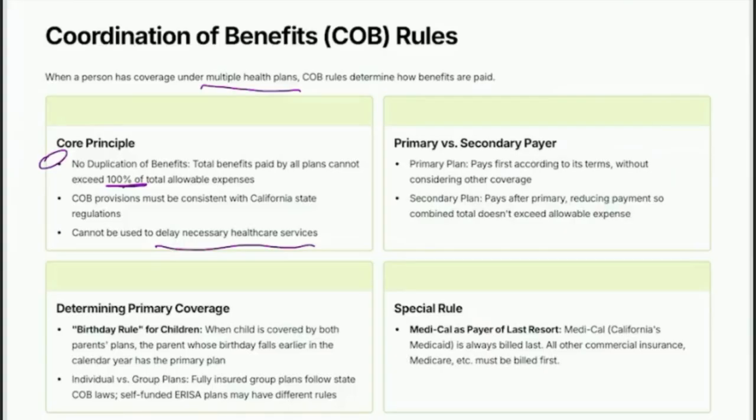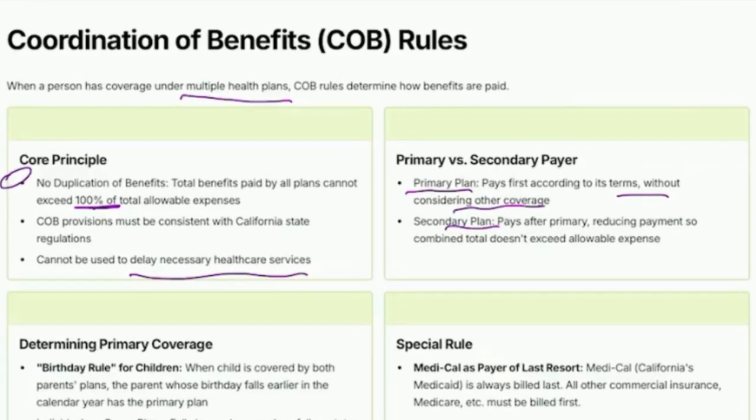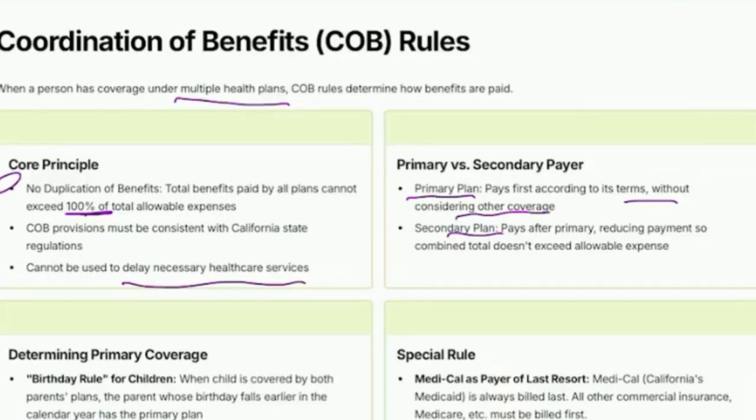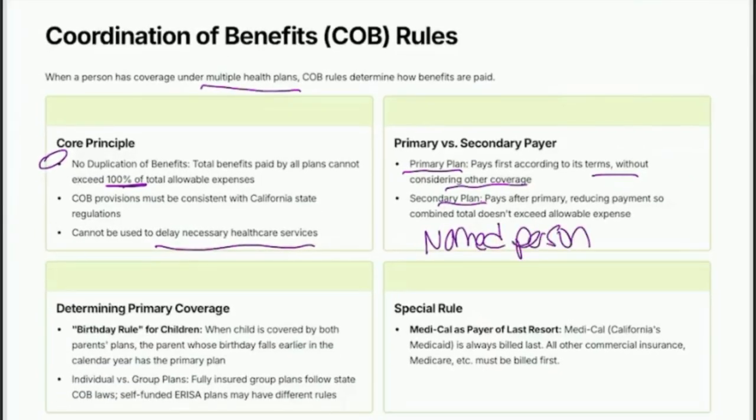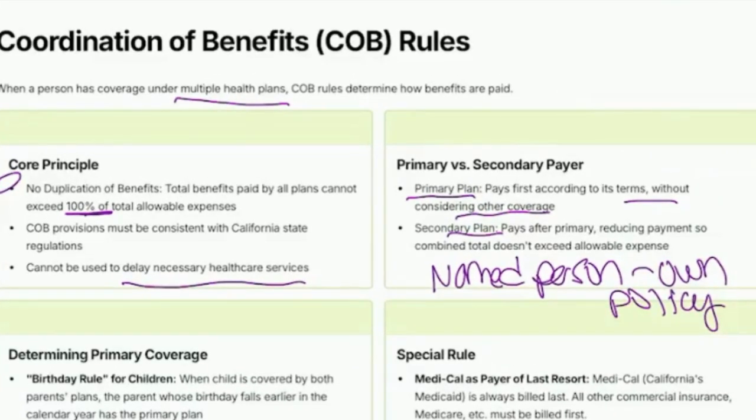who's covering what. The primary plan is always going to pay first according to its terms without considering other coverage. The secondary plan pays after the primary, reducing payments so the combined total doesn't exceed the allowable expense. So, how do we figure out whose policy is primary? The named person. If we're talking about a married couple, the named person's own work policy is primary. If they are also listed on their spouse's policy, that one would become secondary.